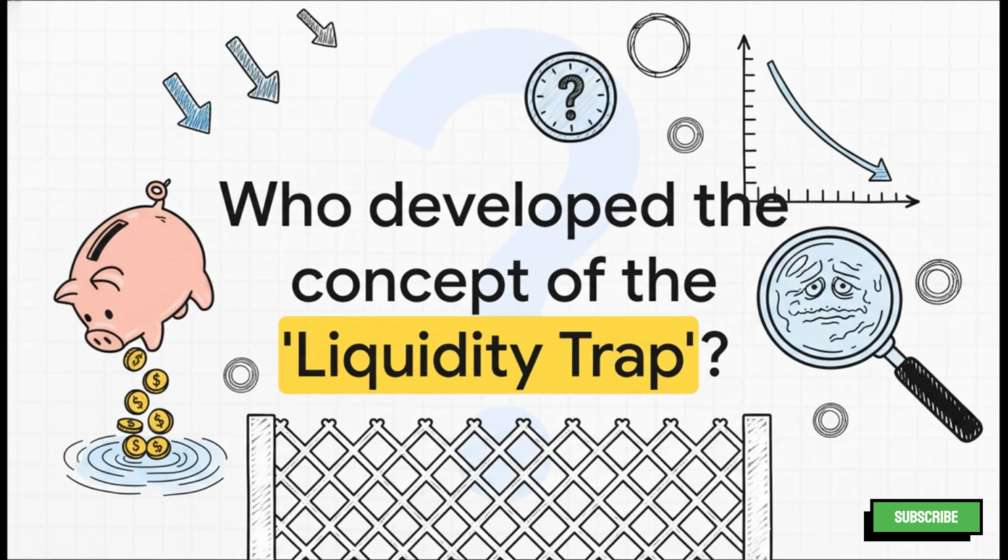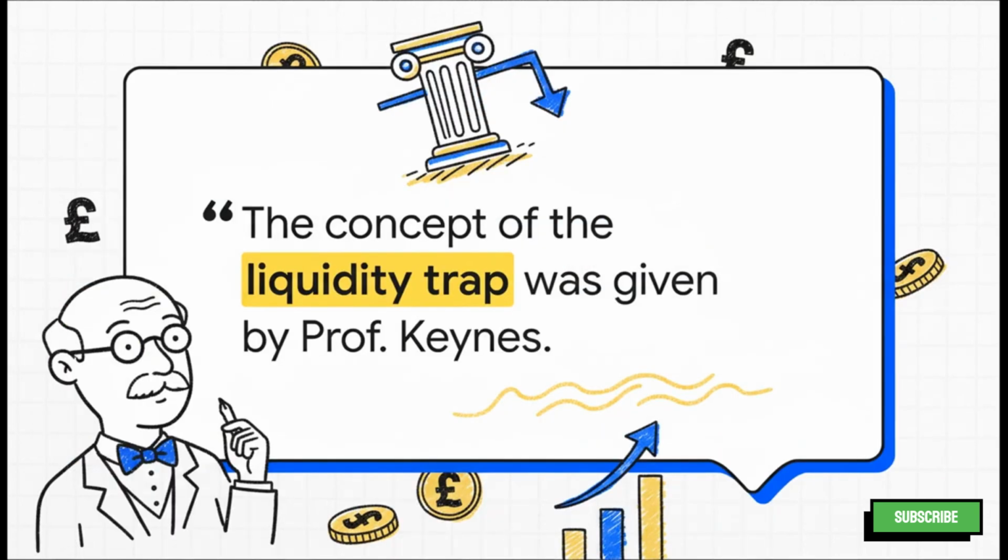Here's a question from the history of economic thought, asking about the originator of a really important macroeconomic concept. It's a concept that becomes especially relevant during deep recessions. And the answer, of course, is the hugely influential British economist John Maynard Keynes. This was a critical part of his critique of classical economics.